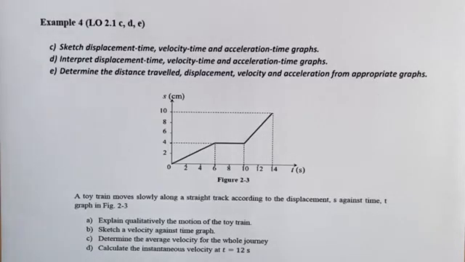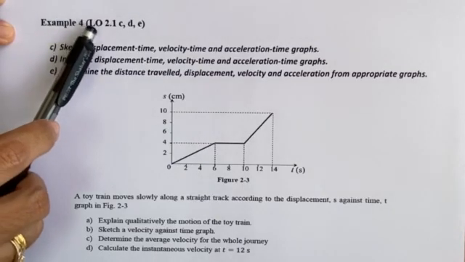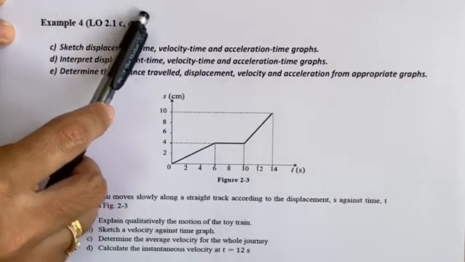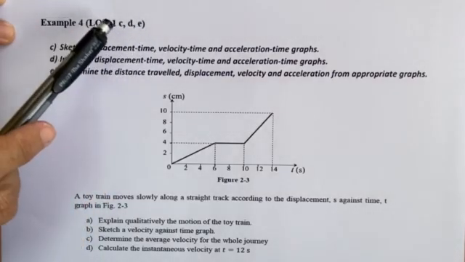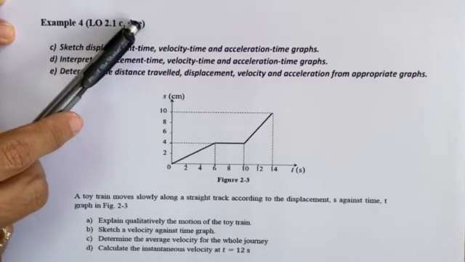Today we're going to continue our discussion for example number 4 in chapter 2 in your module. For example 4, as you can see, the learning outcome that we are going to cover is quite wide. It's covering 2.1C, D and also E.